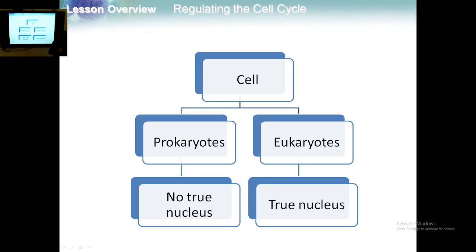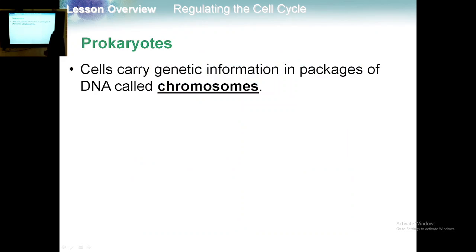Okay, let's classify the cells first. In the previous chapters, we classified the cells into two types according to the presence of the nucleus: prokaryotic and eukaryotic. Once we say prokaryotic, it means there is no true nucleus. And in eukaryotic, there is a true nucleus within a nuclear membrane. Here in the prokaryotic cells, there is no nucleus. It means the DNA will be in the cytoplasm. While here in the eukaryotic cells, the DNA, or the genetic material, will be in the nucleus, okay?